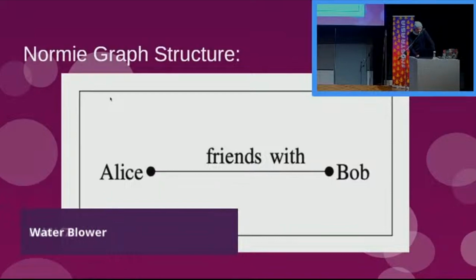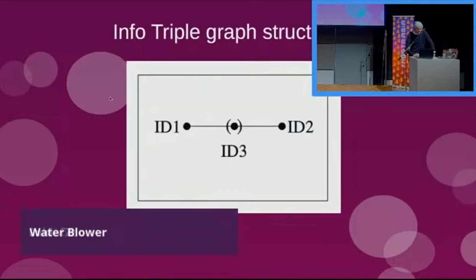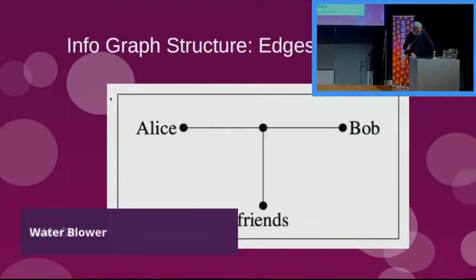On the infograph, the edge is atomic. So we don't have anything on the edge. We just have Alice, and we got Bob, and then the edge between them. So there's actually 3 objects. Alice is object 1, Bob is object 2, and the edge itself is object 3. And we don't even have Alice and Bob. We just got ID 1, which is Alice, ID 2, which is Bob, and ID 3, which is the graph, the edge itself.